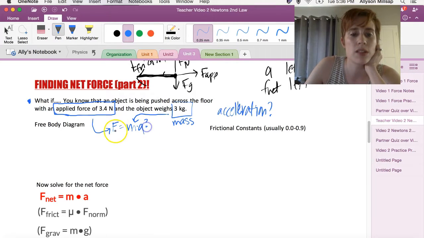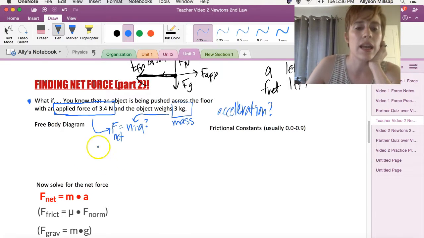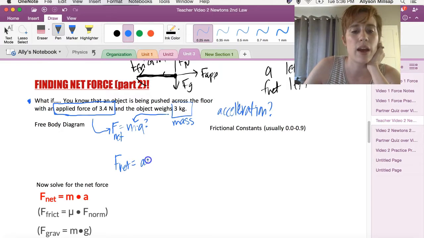But remember, what does this force here in this problem stand for? Does it stand for the applied force? No. It stands for net force. What is net force? Net force is when you add all your individual forces, I should have written that, all individual forces together.